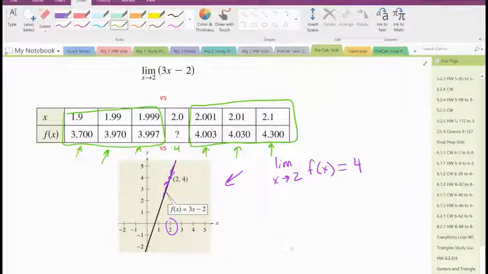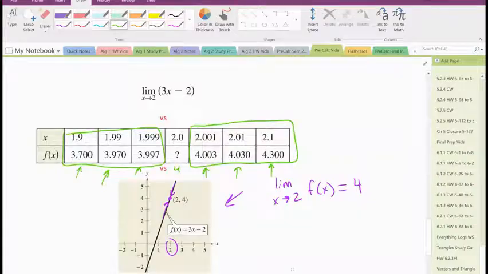The goal, sometime next week, is to start finding the limit of an equation. So if I say the limit as x approaches 2 of the equation 3x minus 2, next week we'll go through how that works. Today I really want to focus on you looking at a graph and being able to tell what the limit is.